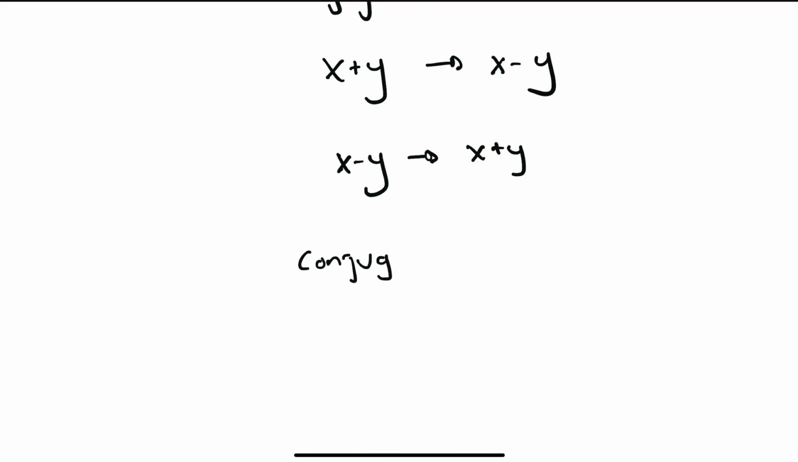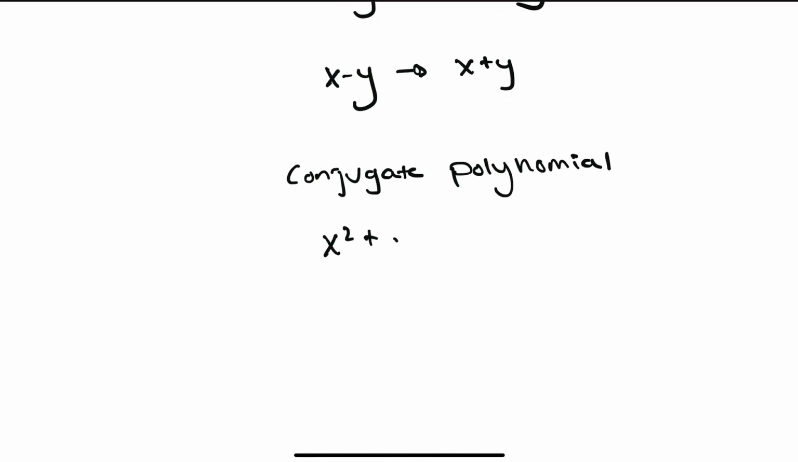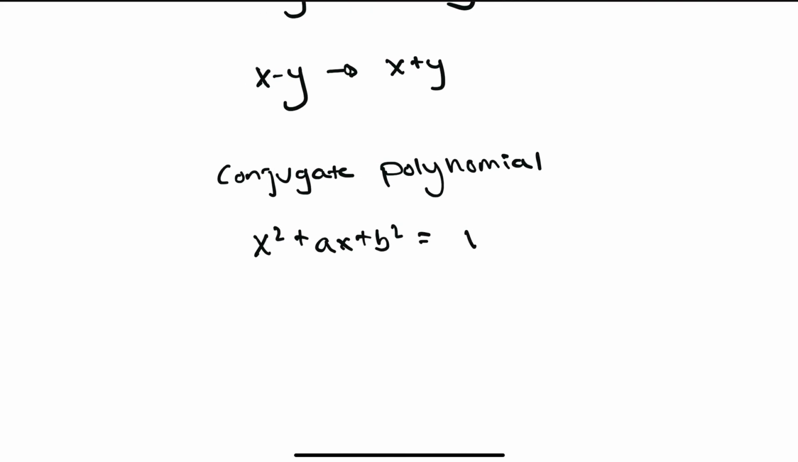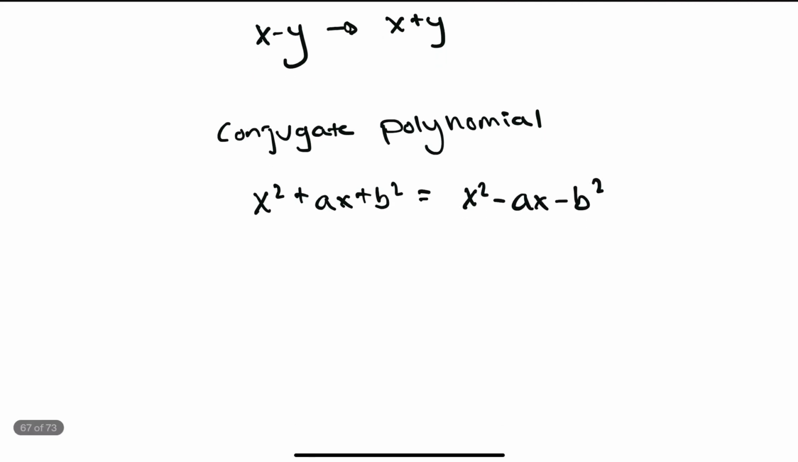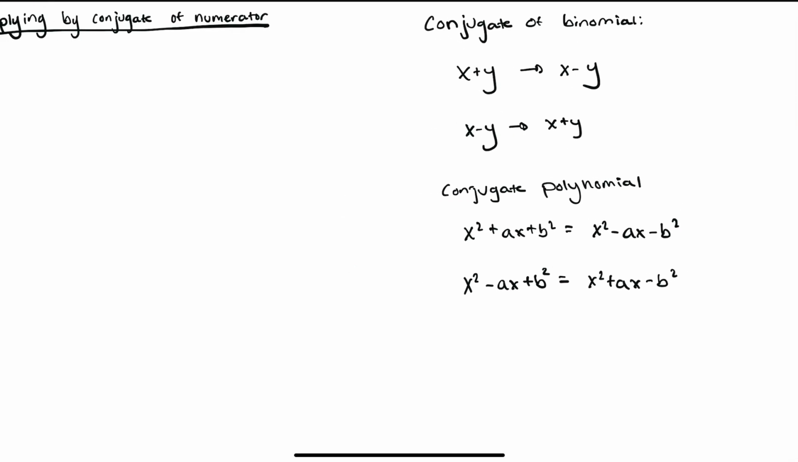If you have a conjugate of a polynomial, so if we were to have x squared plus ax plus b squared, the conjugate of this would be x squared minus ax minus b squared. And then if we were to have, say, x squared minus ax plus b, this would be equal to x squared plus ax minus b squared. So make sure you feel familiar with the definition of a conjugate of a binomial product or a polynomial.